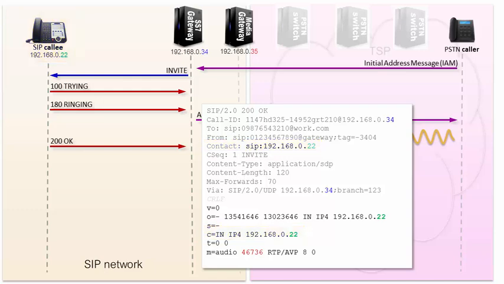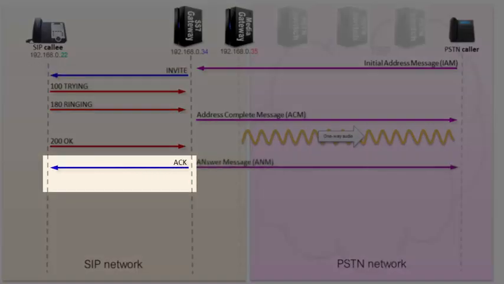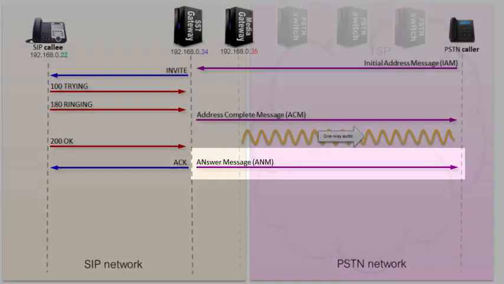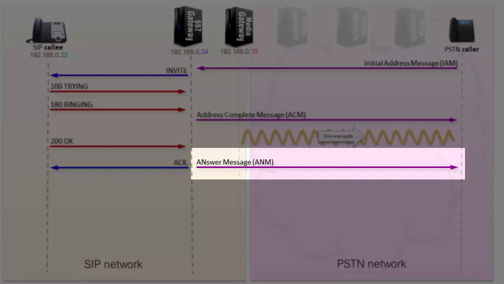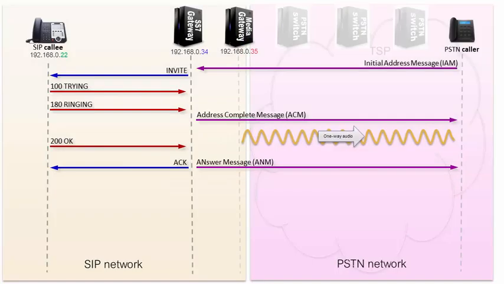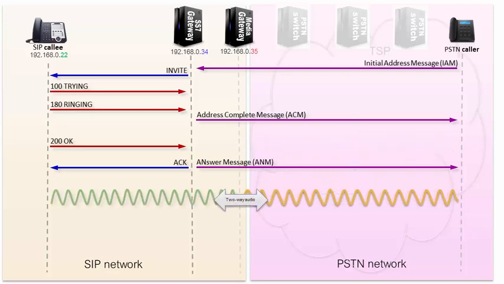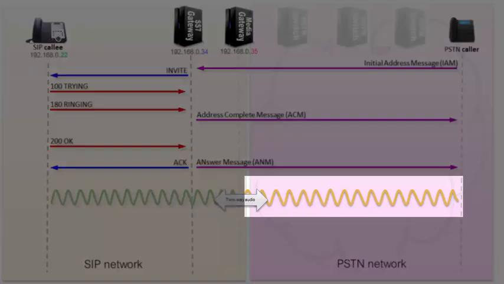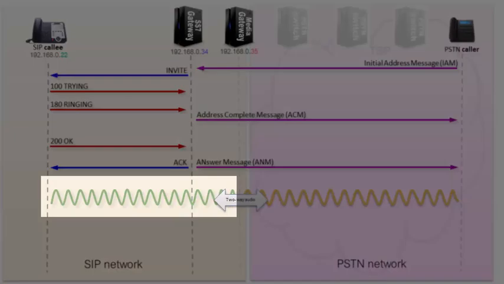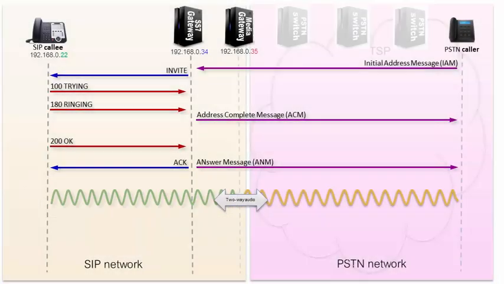That done, two things happen, not necessarily in this order. An ACK is sent back to confirm reliable delivery of the final response to the invite, and an answer message is sent containing media details, not of the SIP user agent, but the media gateway. Here now the PSTN audio channel becomes two-way, and the media gateway begins transcoding between PSTN media on one side and IP media on the other.